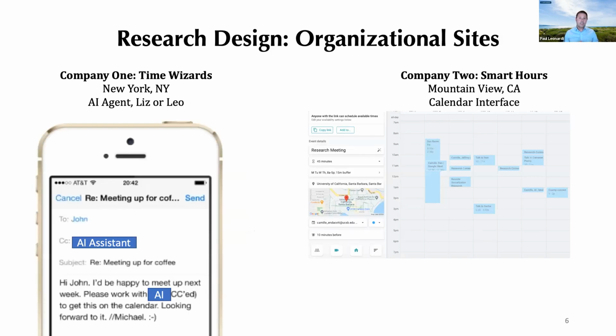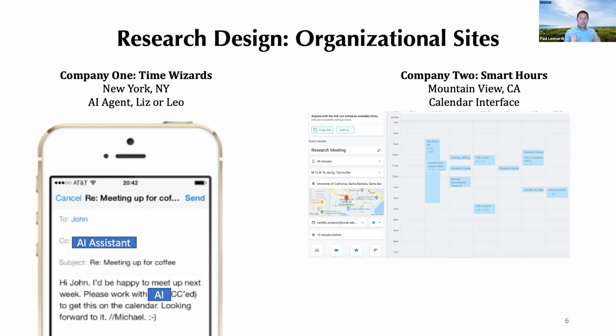We decided to focus on a comparative study of two different AI tools that are used for the purposes of scheduling. So tools that can automatically calendar for you with people with whom you would like to meet. We selected these two tools, one called Time Wizards and the other called Smart Hours, because they were both doing the same thing. Both sets of developers had this idea that they wanted to revolutionize the world of scheduling and make scheduling easier and more efficient, but they did so by using AI in very different ways.